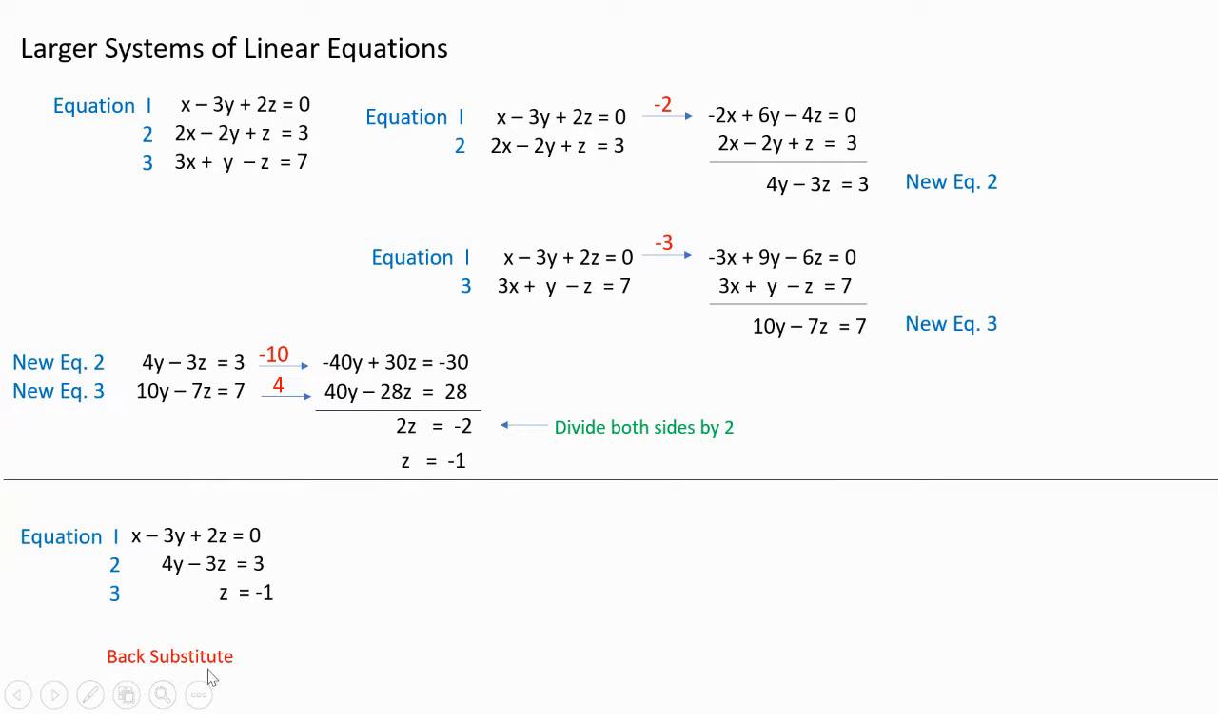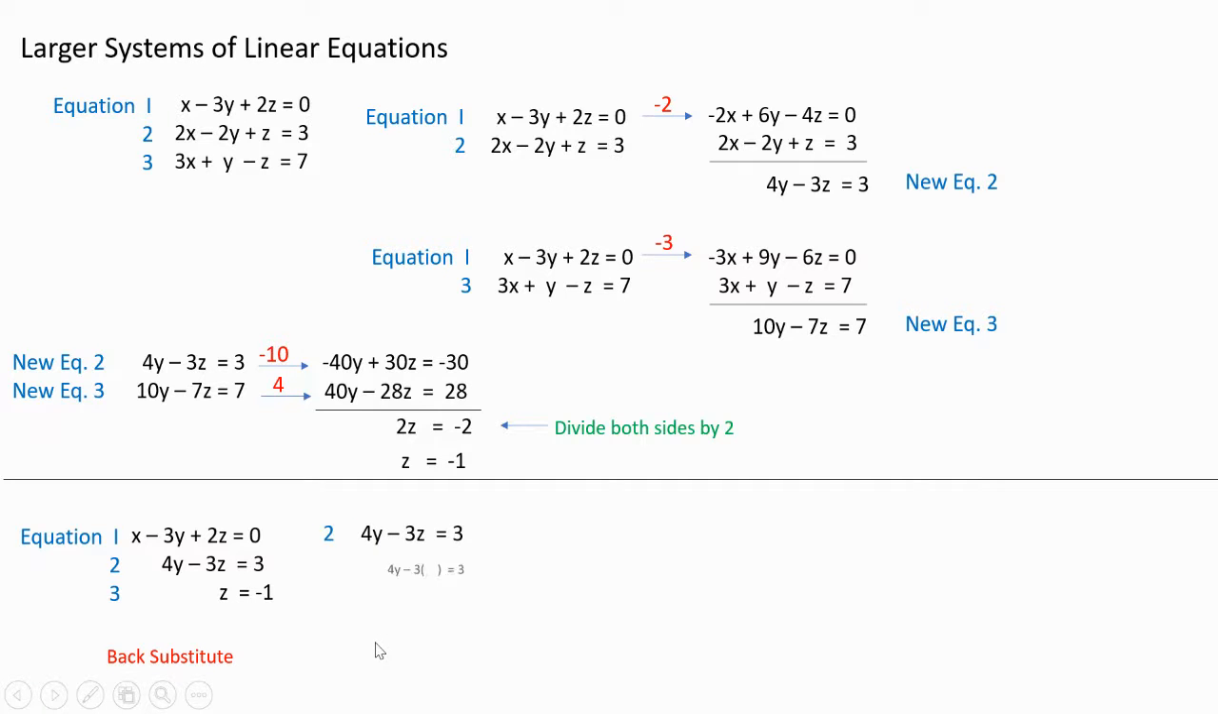What does that mean? It means I'm going to plug in negative 1 into equation 2 for z and then solve for y. And then once I have my z and my y value, I'm going to go to equation 1 and plug in the values for y and z and solve for x. That's what I need to do.